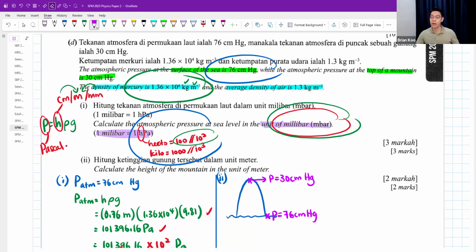Okay, now how do you find the height of the mountain? You first need to find out what the pressure difference is. The pressure difference will give you the height difference. 76 minus 30. That is the pressure difference.